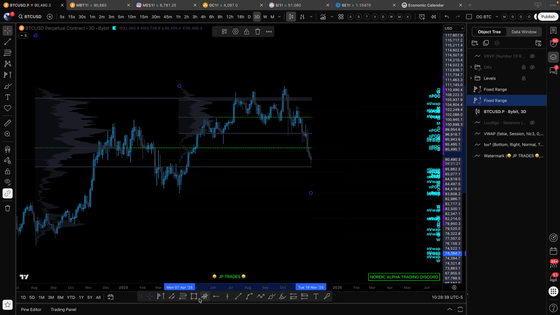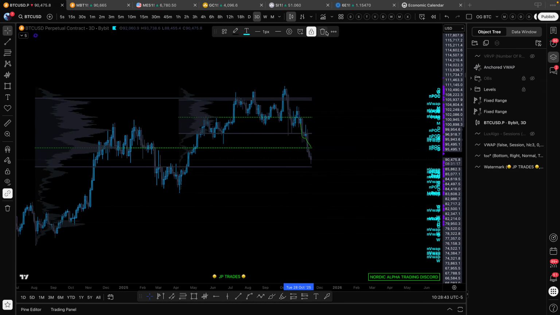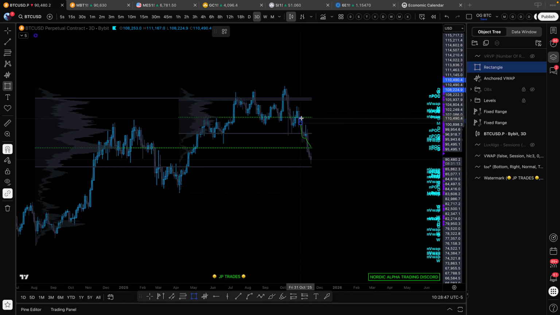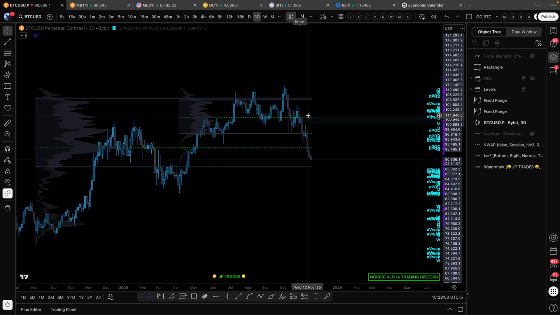I can't ignore that we also have one here. We also have one there, which is lining up really well with the point of control. So I also take a look at this area, or just combine the two and make this one solid supply zone.